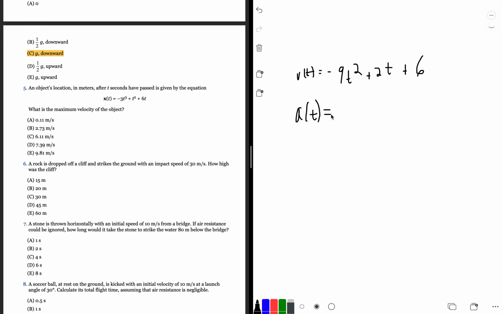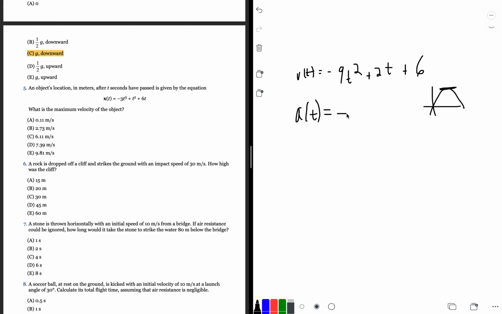Right? What is the maximum velocity? Because if we look at the velocity function, a maximum velocity will look like this. And this will be the maximum. And if you take the derivative at this point, which is the acceleration at this point, it has to be 0.